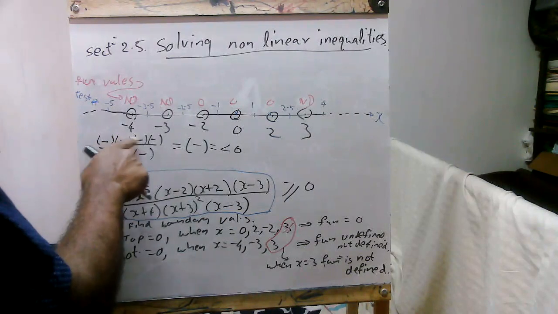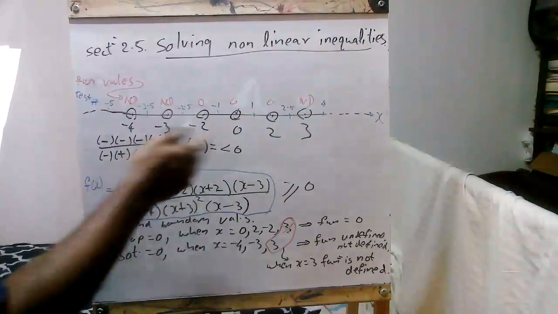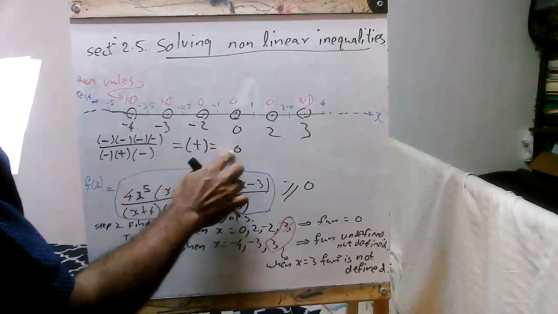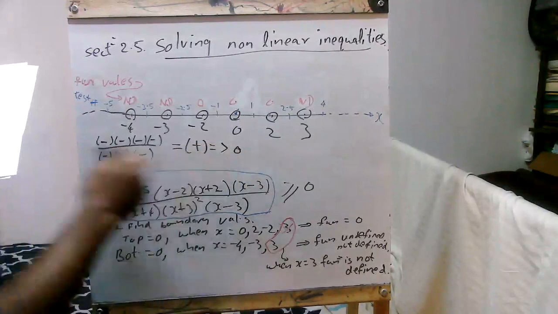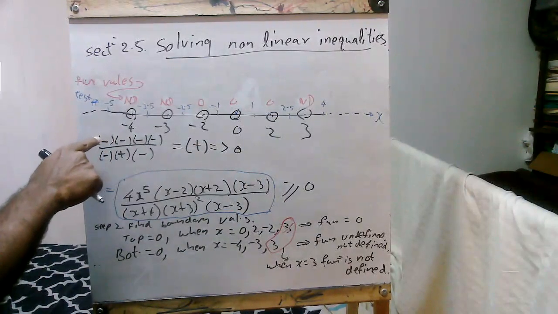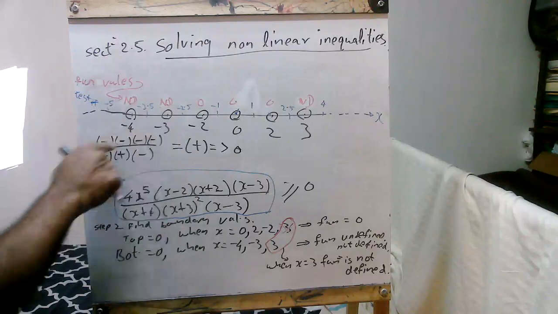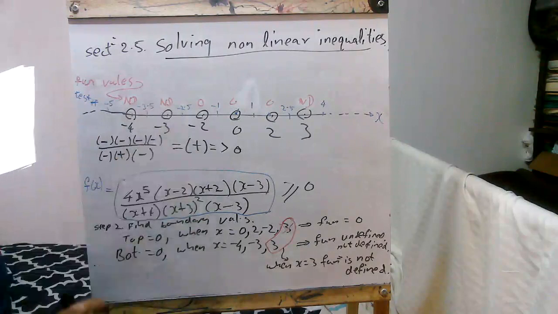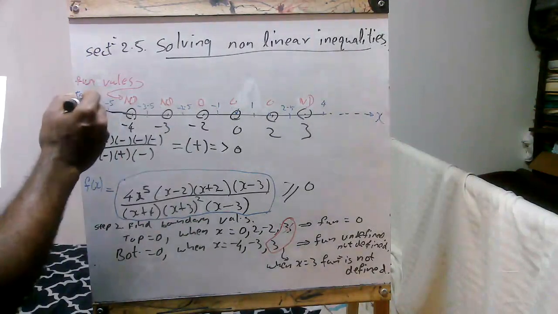One, two, three, four, five, six. 6 negative signs. Therefore, this should be positive. That means it is greater than 0. Right? Once you do it, find the number of negative signs. 1, 2, 3, 4, 5, 6. Even number. Therefore, it is positive. Right? Now, with that, we can say the sign.